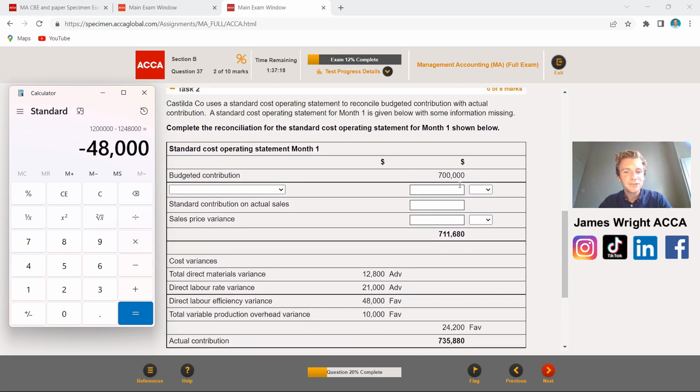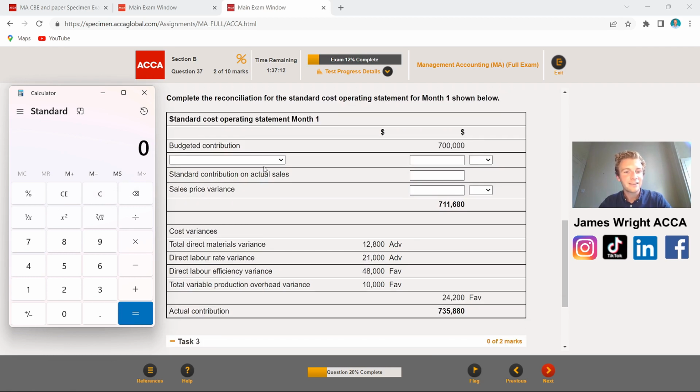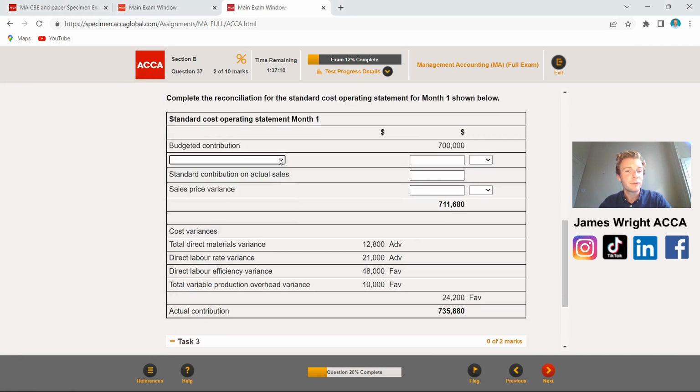But coming on to task 2, the best way to go about this in any question is look at the things that we've actually not got any figures for. Notice what we've got in terms of what the examiner's given us. We're being told that the budgeted contribution was $700,000. The actual contribution was $735,880 on there. But it's these bits up here that we have as blank.